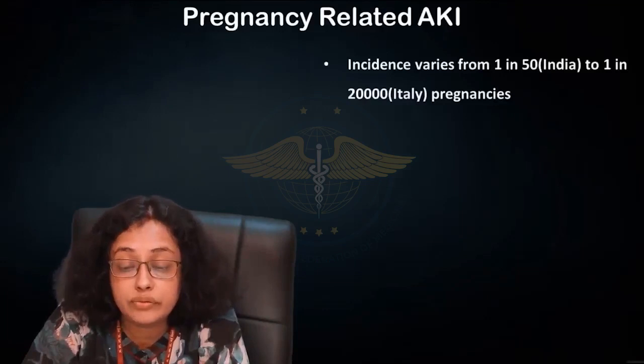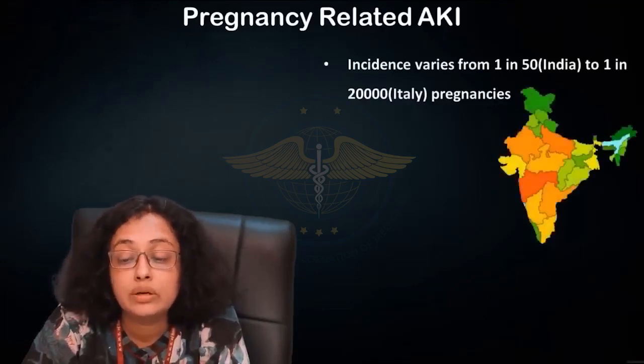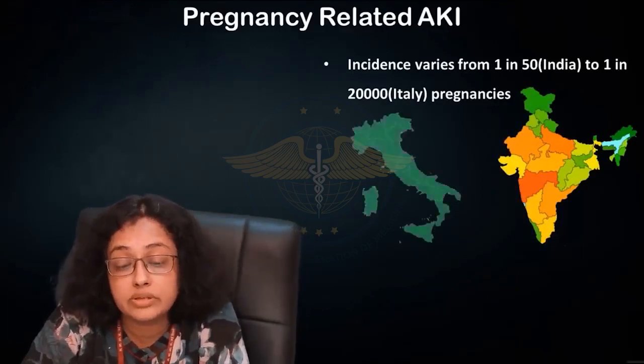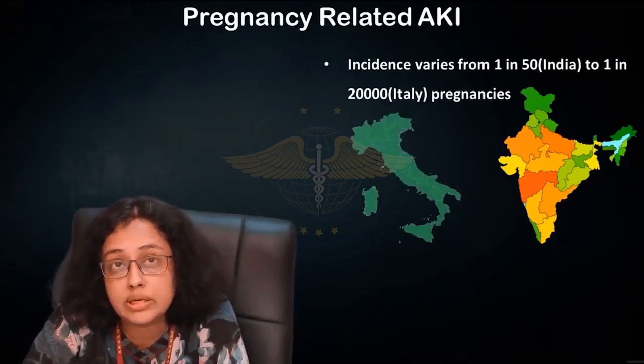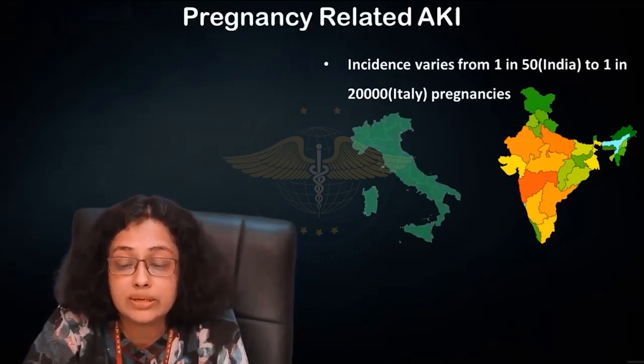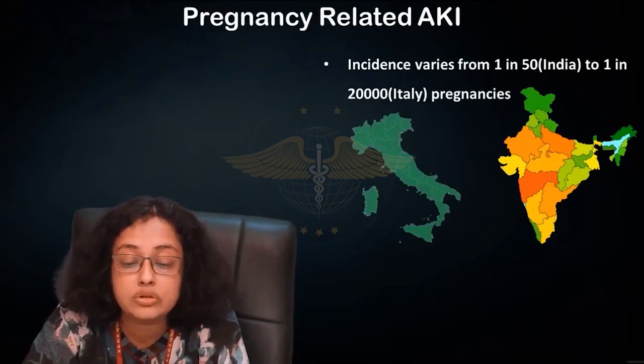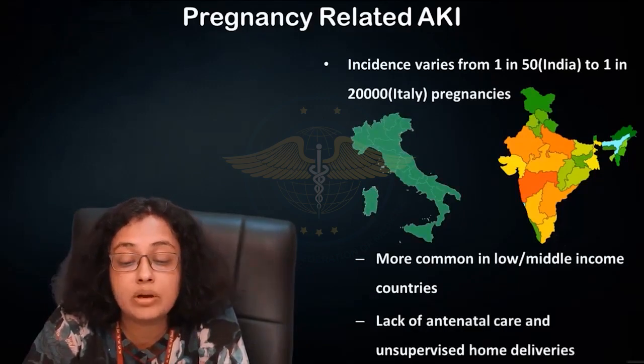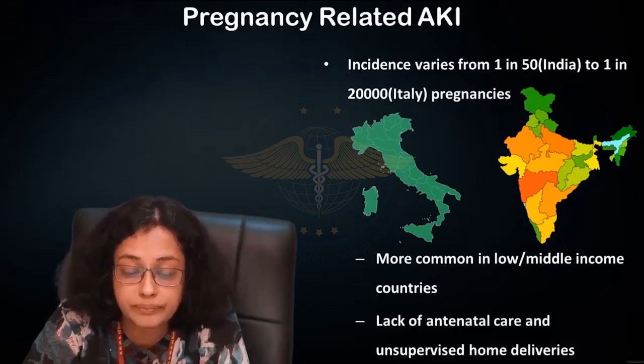Looking at some special situations, pregnancy-related AKI is fairly common in developing countries. The incidence varies from as common as 1 in 50 in India to 1 in 20,000 in developed countries like Italy. And this is again older data. It has become even more infrequent in developed countries now. So it's more common in countries where there's a lack of antenatal care and unsupervised home deliveries are common.